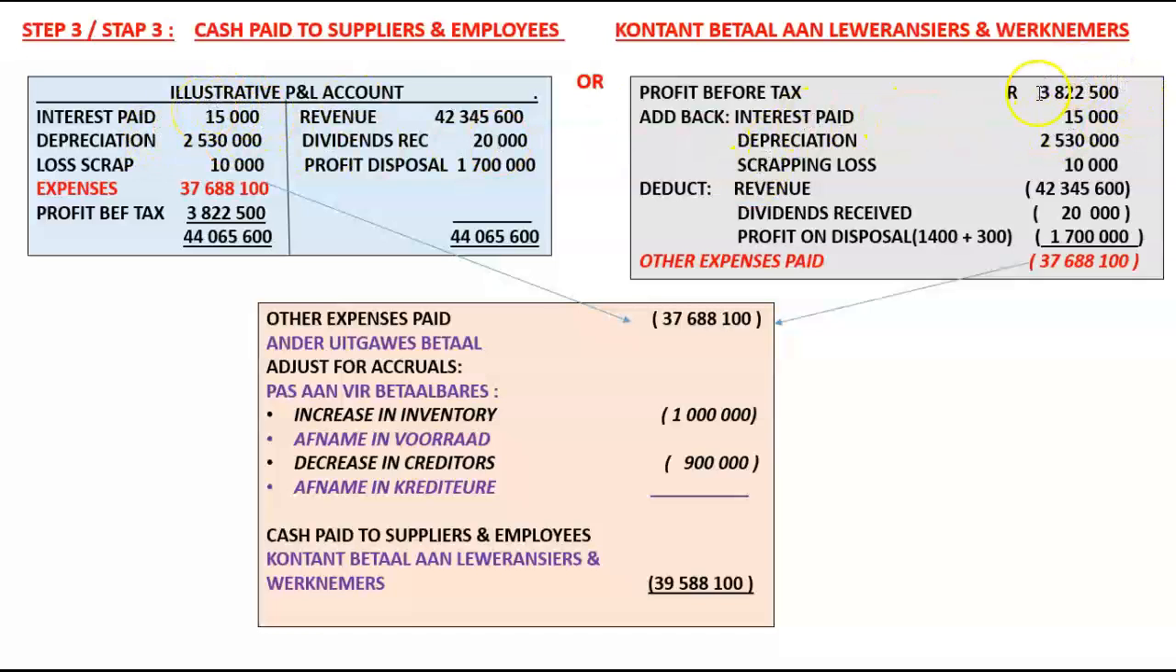Interest paid, we're going to add it back. Why? Because it reduced profit before tax initially. So if we want to eliminate that, we have to increase profit before tax. And dividends received, we're going to subtract from our profit before tax. Why? Because it increased profit before tax. So if we want to take it out, we have to deduct it from profit before tax.